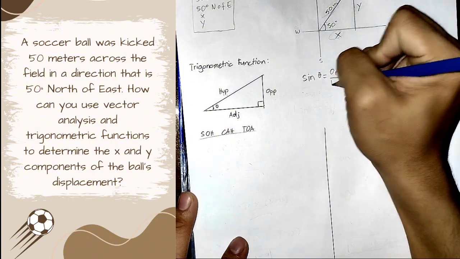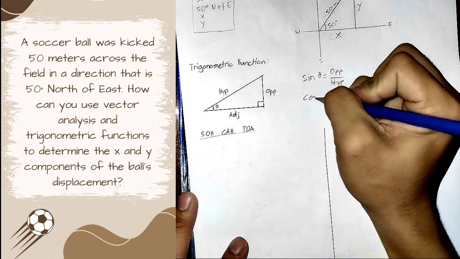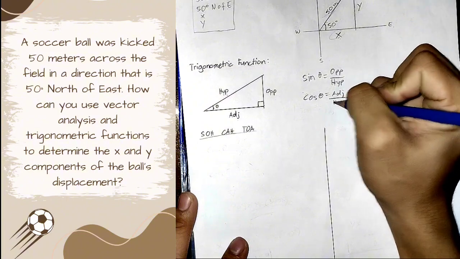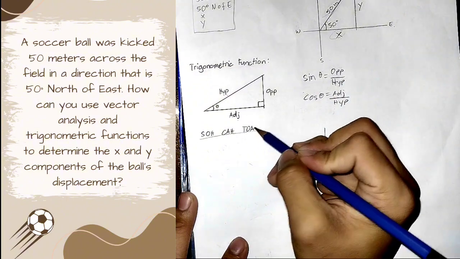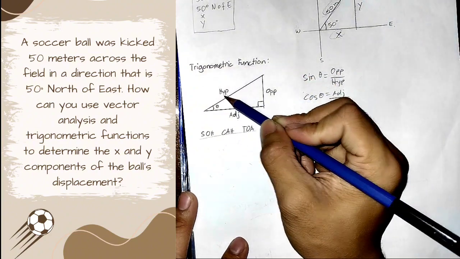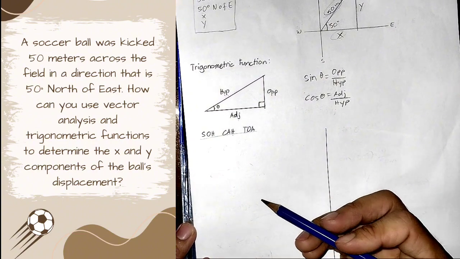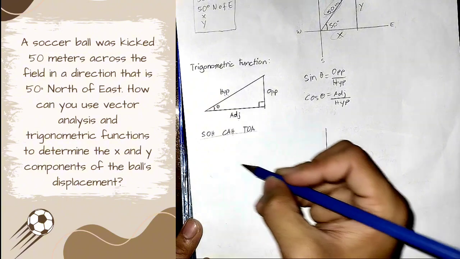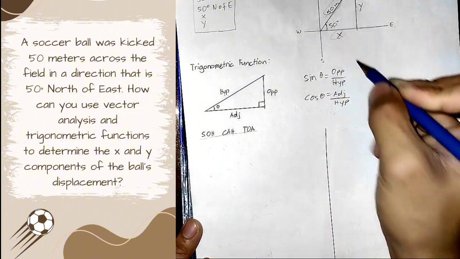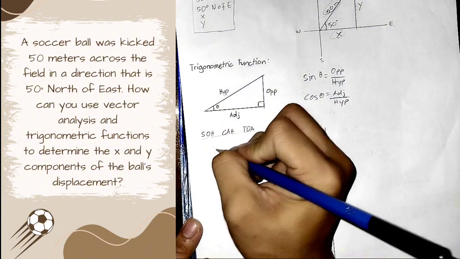SOH stands for sine theta equals opposite over hypotenuse. CAH means cos theta equals adjacent over hypotenuse. And TOA means tan theta equals opposite over adjacent. Now, the formulas that we are going to use are only SOH and CAH. That is because TOA doesn't have a hypotenuse in its formula, so we're not going to use TOA, since the only value that we have is 50 meters for the hypotenuse.